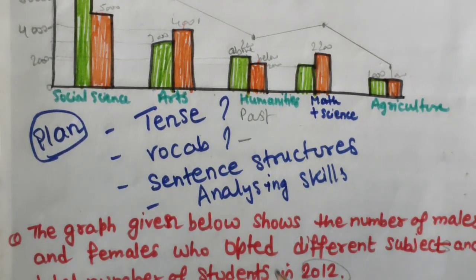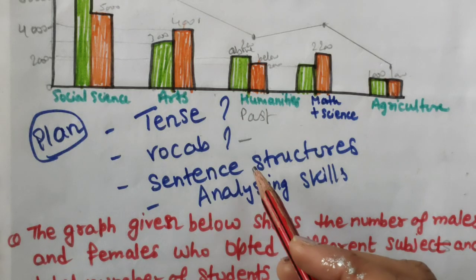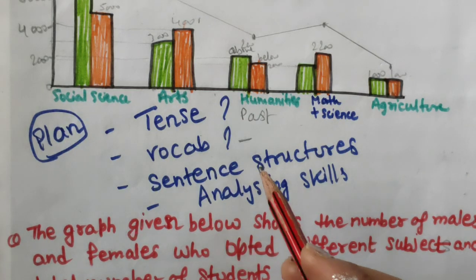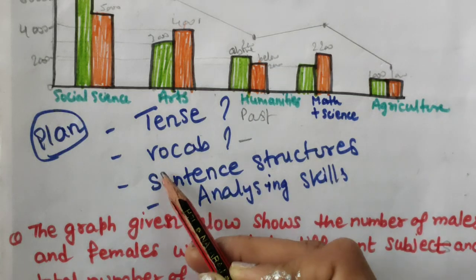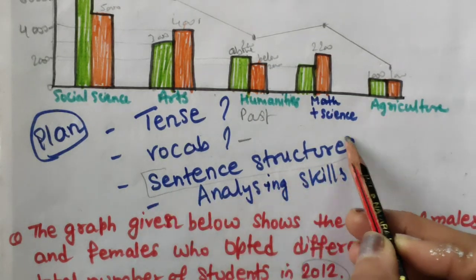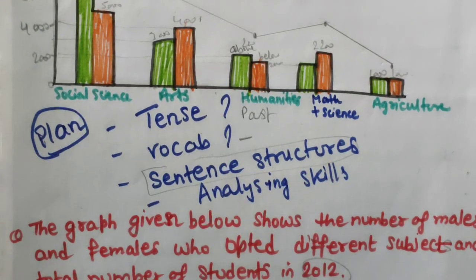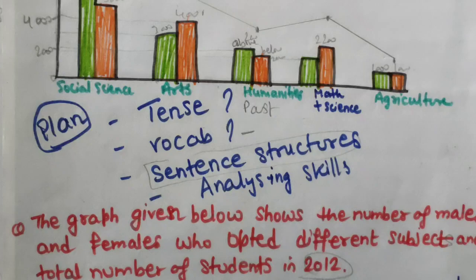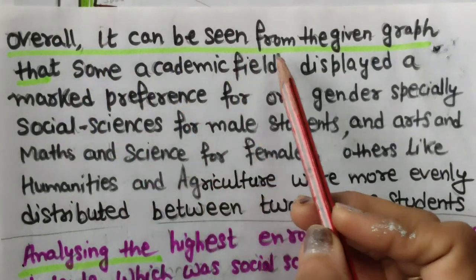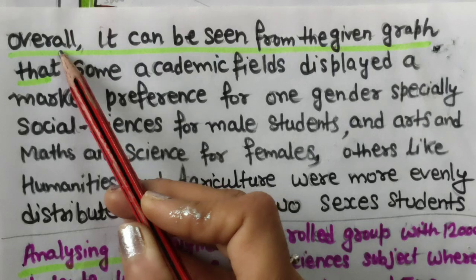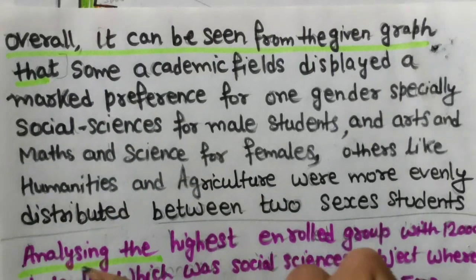Vocabulary. I have shown vocabulary so many times. You can go to my previous videos where I have shown vocabulary for bar graph also, line graph also. Yes, this is also important. Sentence structures. I will show you sentence structures also. So these kinds of sentence structure, like overall it can be seen from the graph that. So that kind of sentence structure is important.